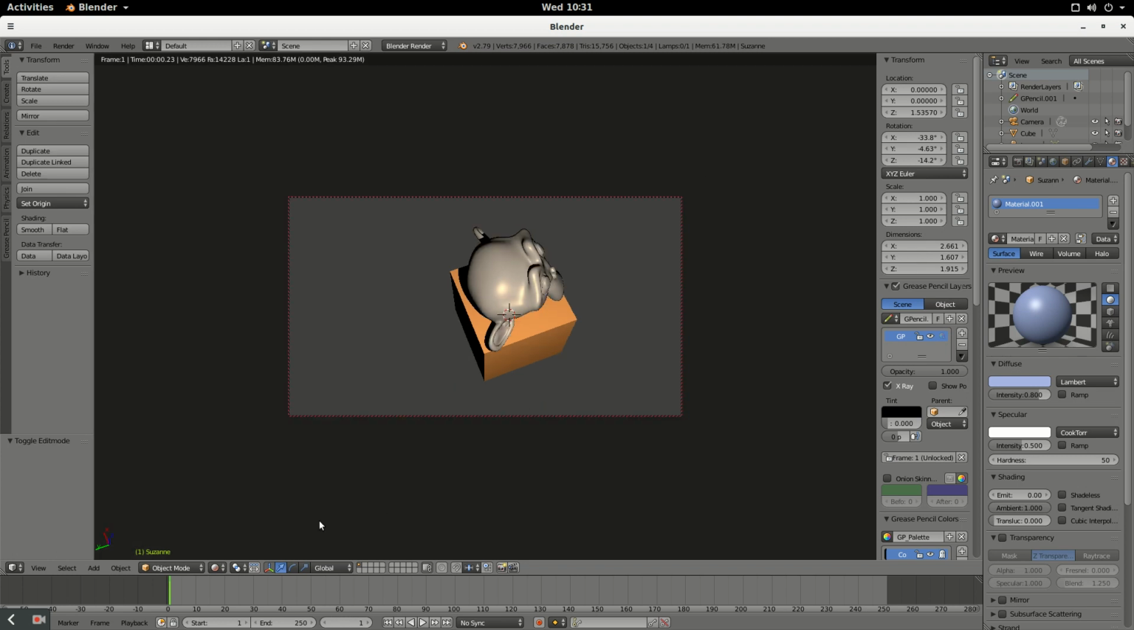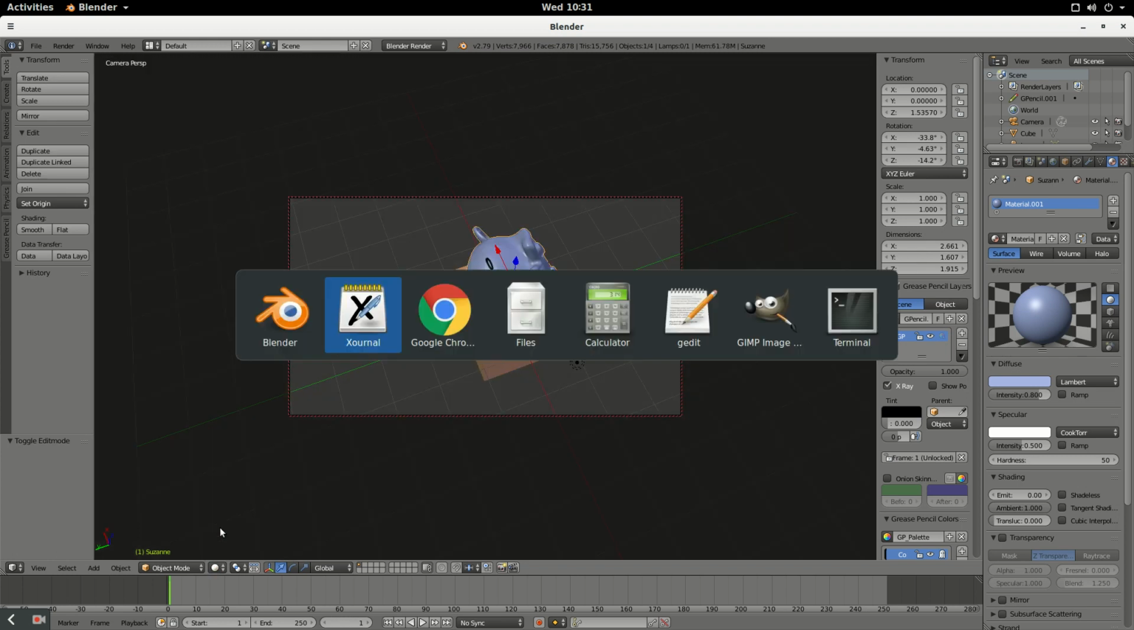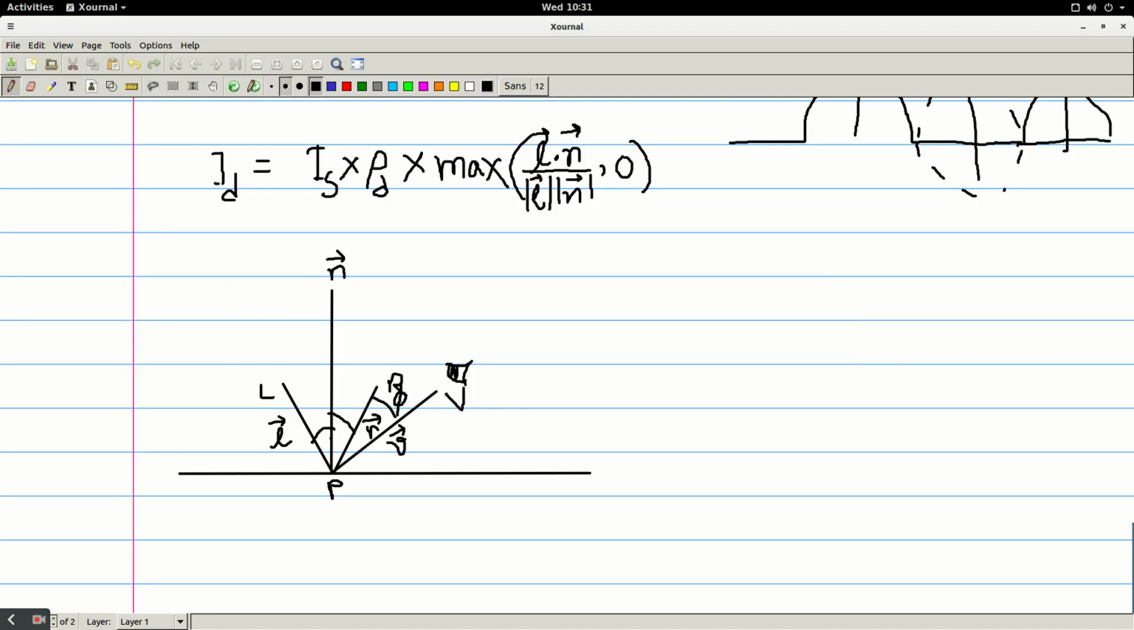Now to model this, what we need to figure out is this reflection vector, because if you don't know that, you cannot find out this angle between R and V. So what are the things we know already? Do we know this L vector? Or can we calculate this? L is a point, that's the light source. L minus P will give us our L vector.